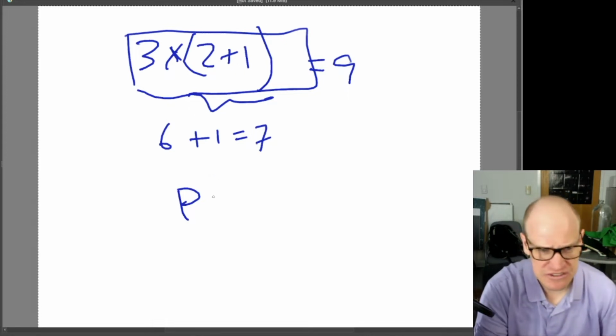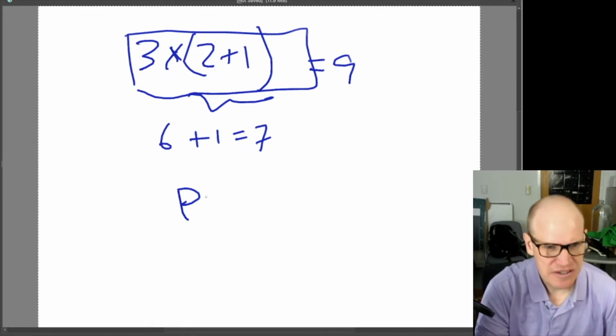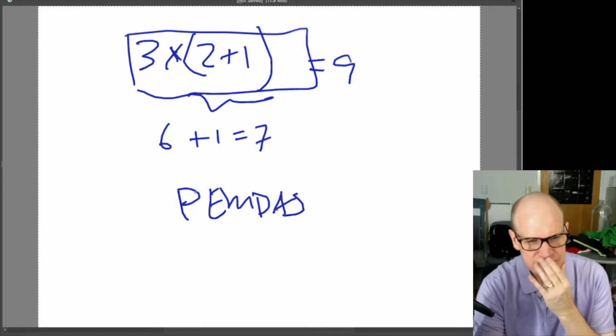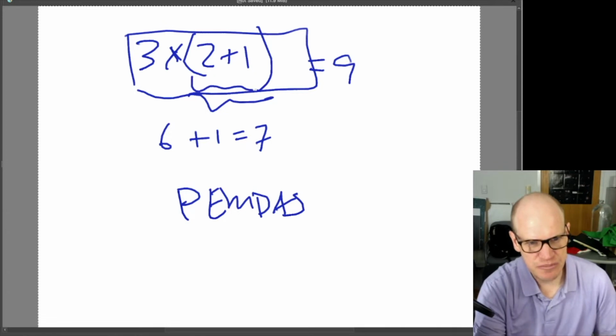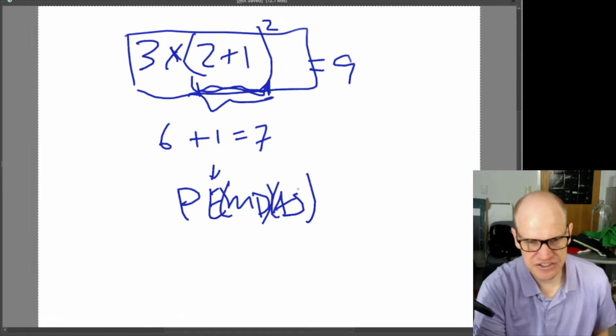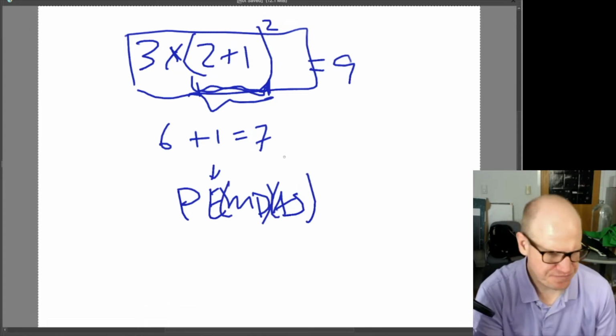which I didn't use this acronym when I was taking math classes, but it's PEMDAS. Okay, so that's what? It's parentheses. So you resolve parentheses first, and then you do exponent second. So if this was squared, then you would do the exponent. And then you do multiplication and division, which is actually the same thing. And then you do addition and subtraction, which is also the same thing.